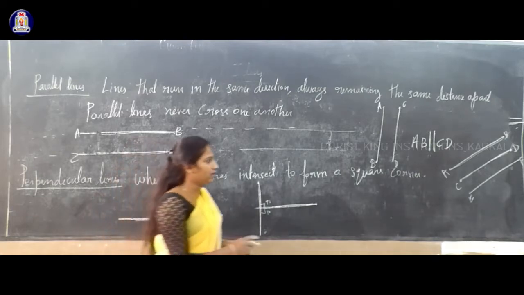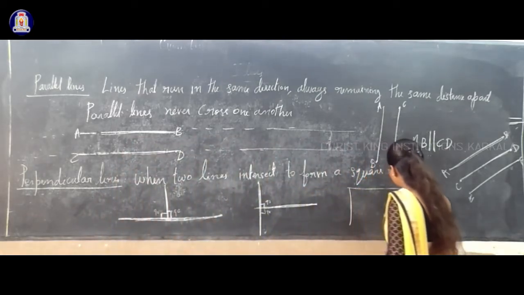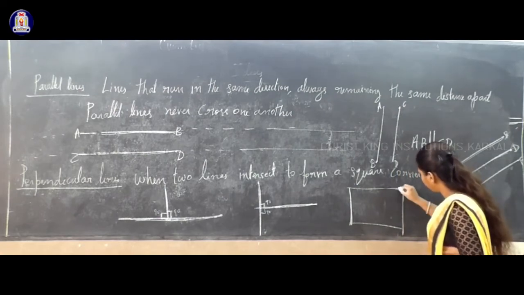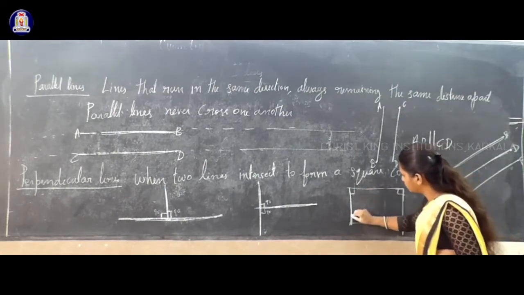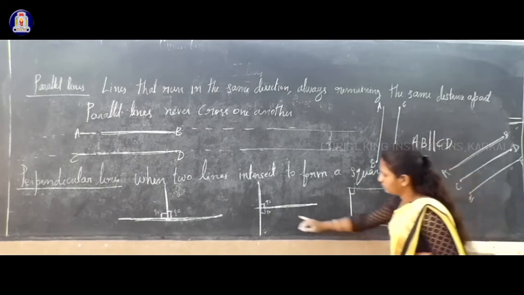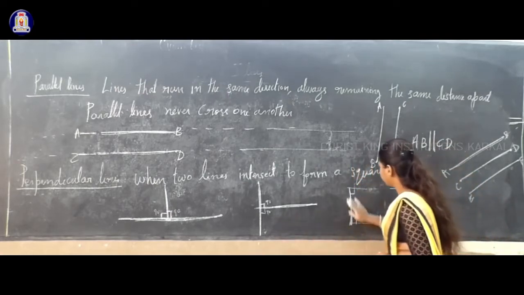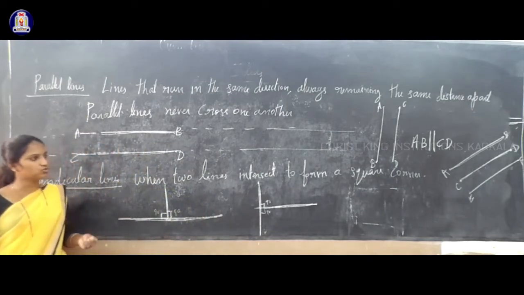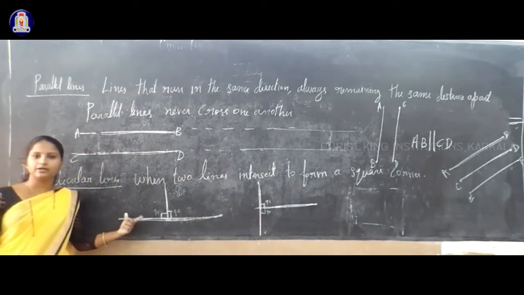okay? In the square, how do we get the corner? See, this is a square. The corner, if you see, is 90 degrees, each angle 90 degrees, like this. Clear? So it makes a square corner. When two lines intersect and form a square corner, it is called a perpendicular line.